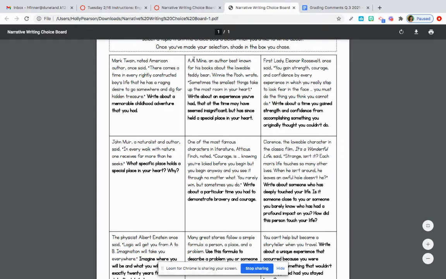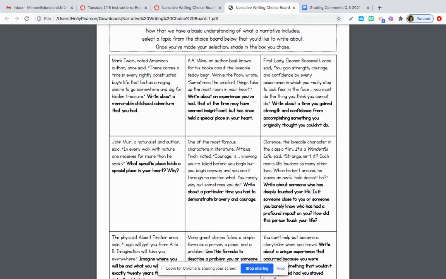For this, A. A. Milne, an author best known for his books about the lovable teddy bear Winnie the Pooh, wrote, sometimes the smallest things take up the most room in your heart. For this, you're going to write about an experience you've had that at the time may have seemed insignificant or unimportant, but has since held a special place in your heart.